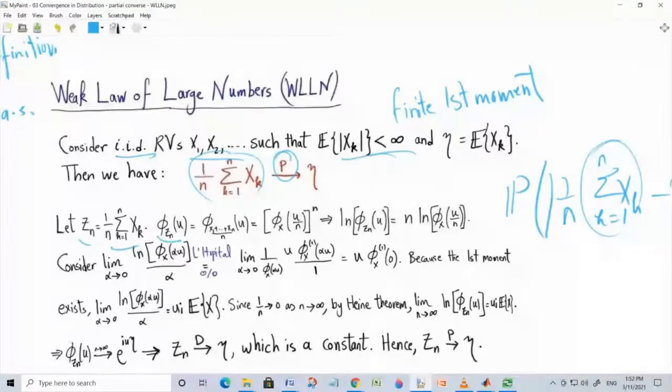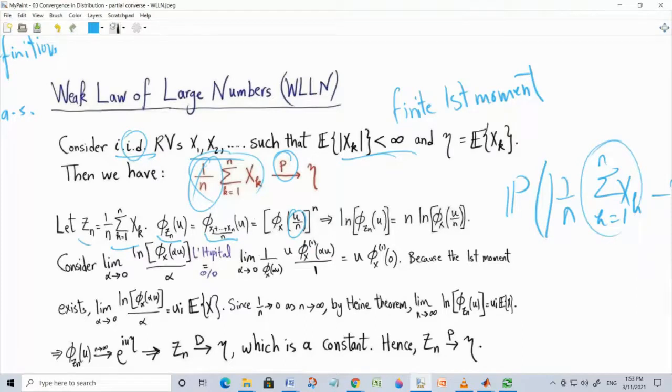What is the characteristic function? So the characteristic function is the characteristic function of the sum, and each one of those guys is scaled by 1 over n. Now, the characteristic function of the sum is the product, because the random variables are independent. So we have the product of characteristic functions. But here they are not just independent, they are also identically distributed. So the characteristic function is the characteristic function of one guy raised to the power n. And because of this scaling factor 1 over n, we have here u over n.